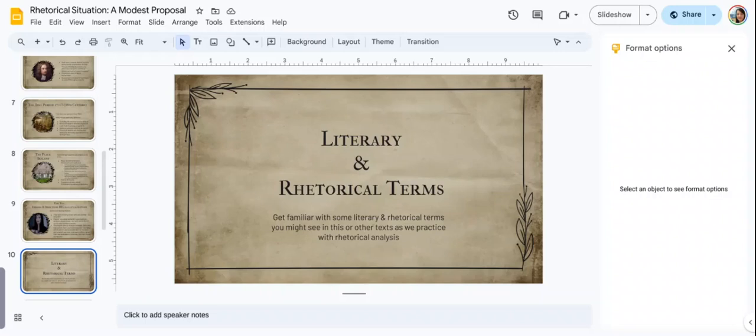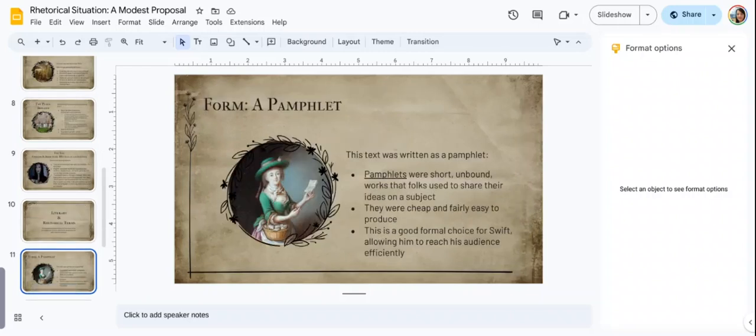Also keep in mind some literary and rhetorical terms. So we're learning to talk about literary and rhetorical terms such as form. For example, this was written in the form of a pamphlet. This was a common way to spread information at this particular time. They were short, they were pretty easy to produce, and it was a good formal choice for Swift.